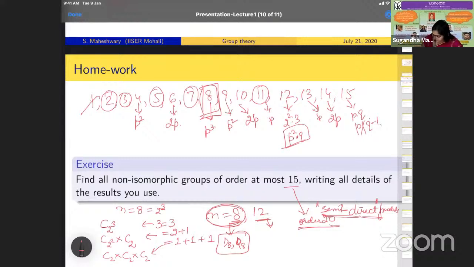And if you look at 2 squared times 3, can you now tell me what all the abelian groups will be? From this, the possible partitions give you C_4 and C_2 cross C_2. For 3, you have only the choice C_3. So you have 2 non-abelian groups of order 12, right? And for the non-abelian groups, I'll leave this question open for you to think.